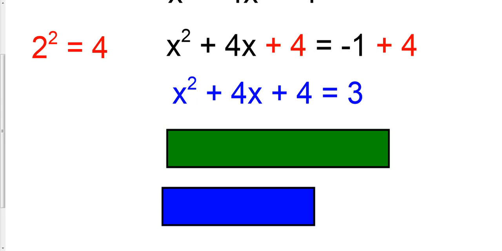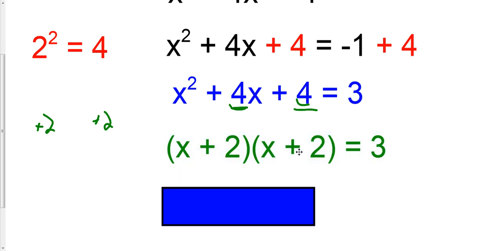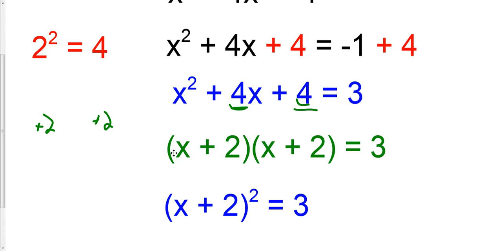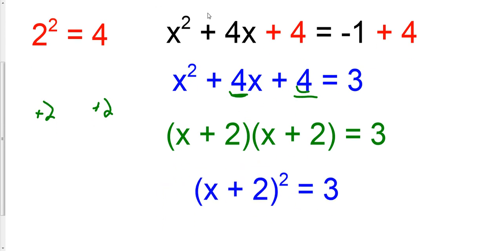Now when I factor this, I'm looking at this piece and this piece, and I'm asking what two numbers would multiply to this 4 and add to this 4. The only numbers are positive 2 and positive 2. So I call my factors x plus 2 and x plus 2, and that equals 3. Again, I can simplify that to x plus 2 squared, this whole piece times itself. So x plus 2 squared equals 3. This last piece here is our final answer. This is the completed square form.